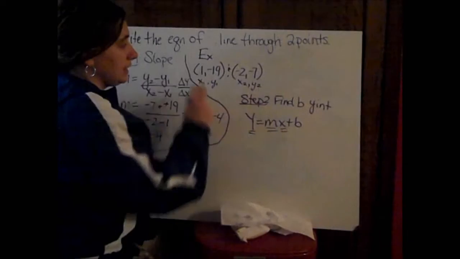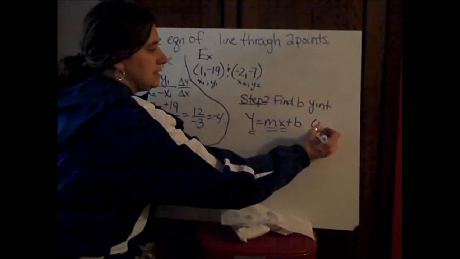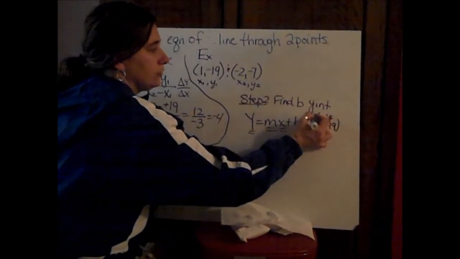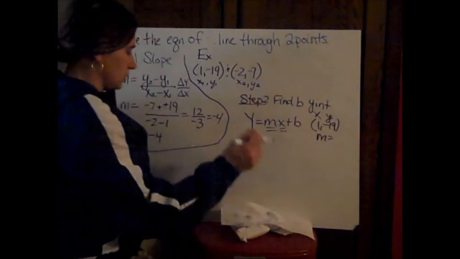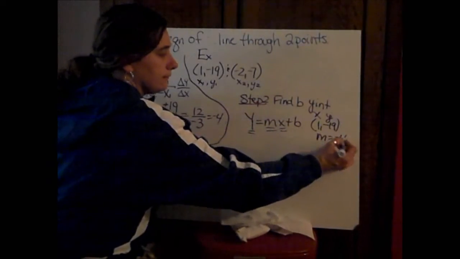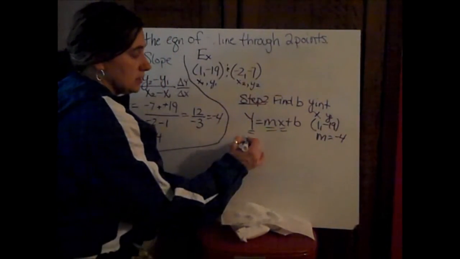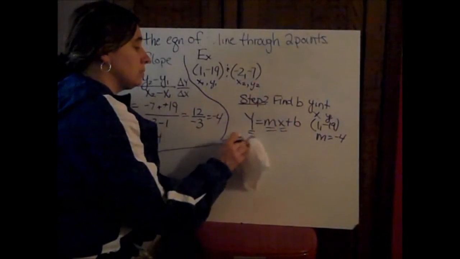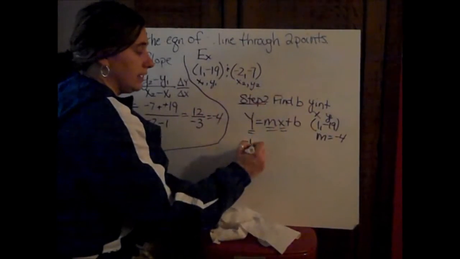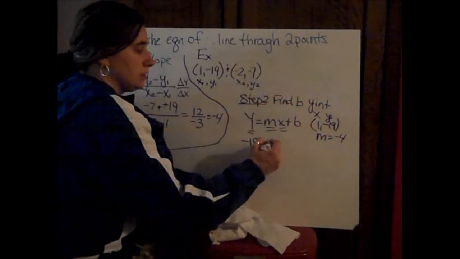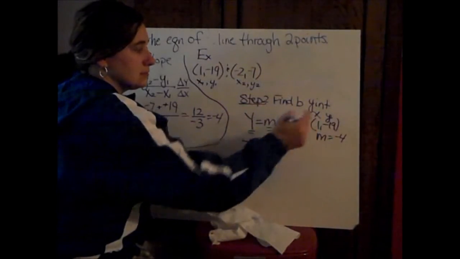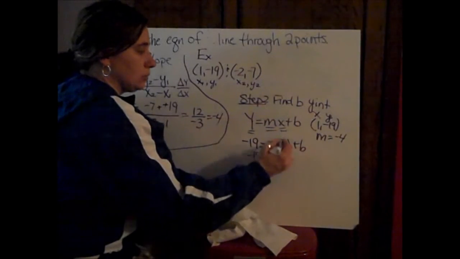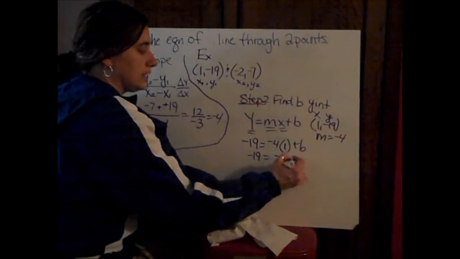So let's go ahead and go with our 1, -19. There's your x value, that's your y value, and we already know m. We found m earlier. M was -4. So now let's plug in all the pieces. Y, oh, wait a minute, our y is -19. So we're going to put a -19 in its spot. -19 equals m, which is -4, times x, which is 1, plus b. So -19 equals -4 plus b.